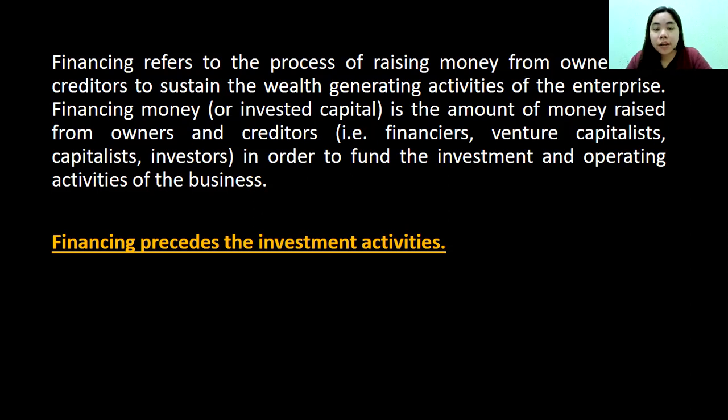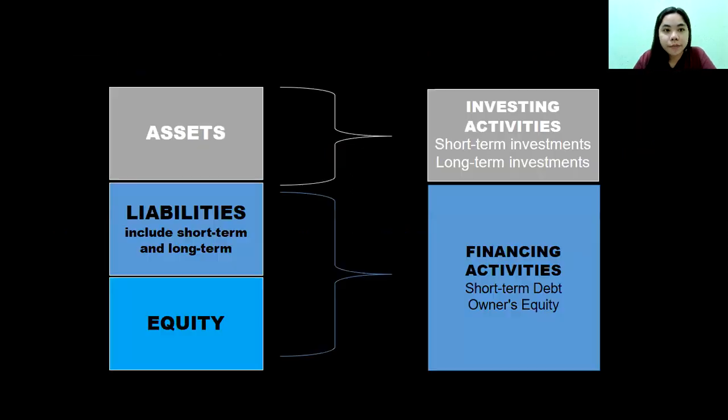Or even borrow from our creditors so that we can invest. So we have here the illustration. Let's disregard first the asset side, which is the investing activity, since we are discussing the financing activities. So we have liabilities, which consist of our short-term and long-term liabilities.